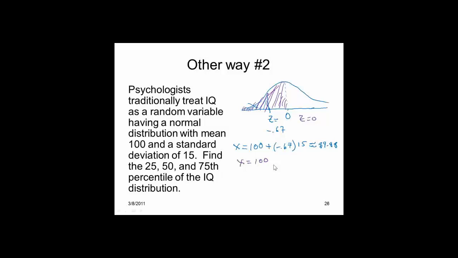which hopefully goes along with the earlier part that we discussed. When you standardize, you subtract the mean and it shifts to 0. So if the mean is 100, then the 50th percentile has to be at 0, which translates to x being 100. Or if you want, it's just 0 times 15, which is still 100. Okay.